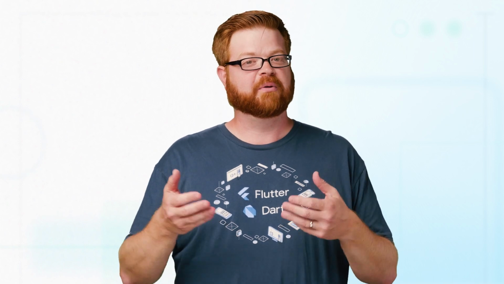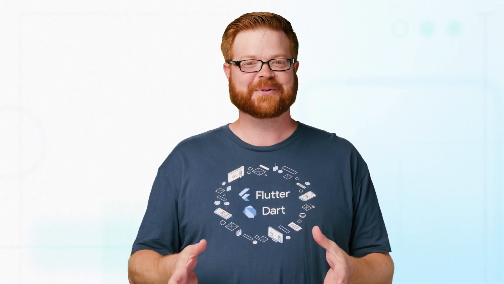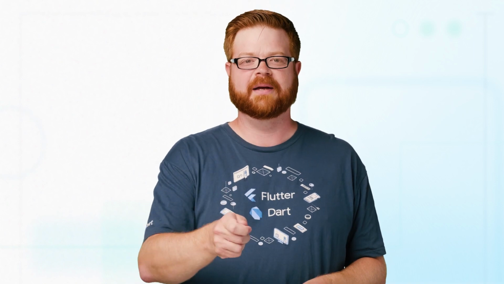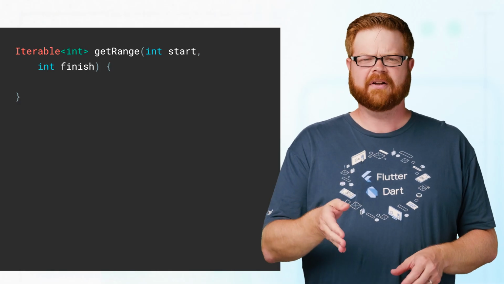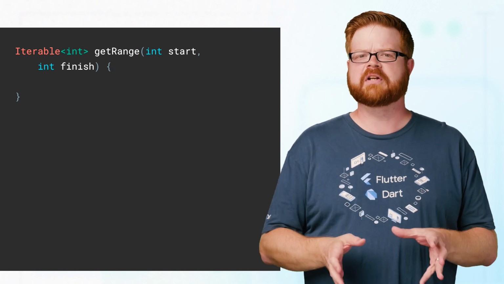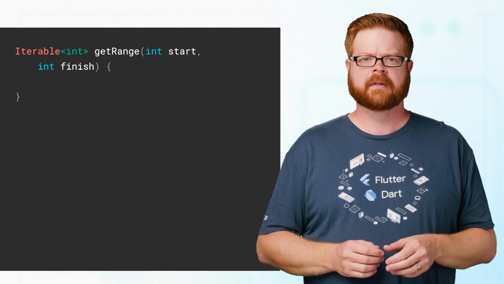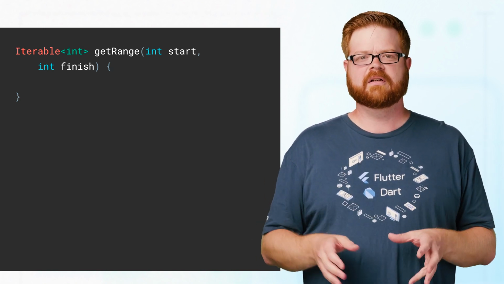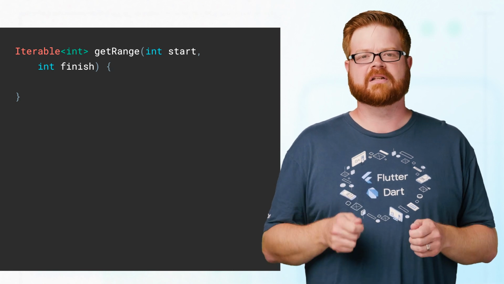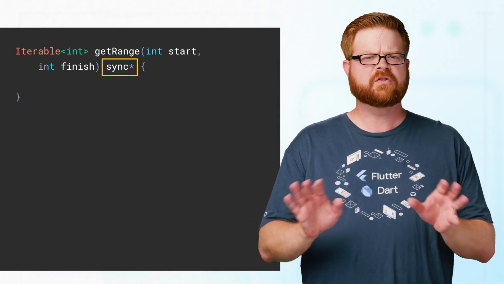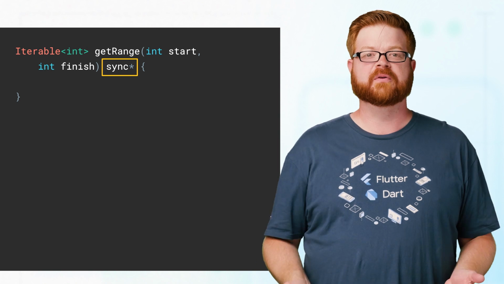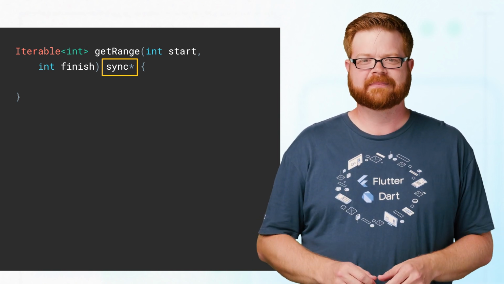So, how do you create a generator that returns one of these iterables? Well, first declare a function and make sure it has a return type of Iterable. Here I'll define one that's going to return a range of numbers from start to finish. Next, use the sync* keyword to mark the function as a synchronous generator. This is just a way to tell Dart that the function is going to produce multiple values on demand.